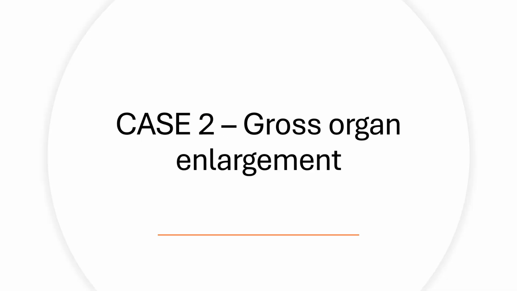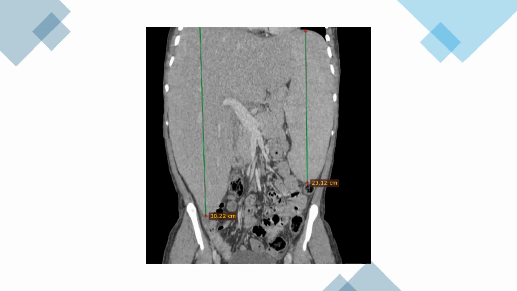The second case that we're going to discuss is another common presentation of lymphoma, that is gross organ enlargement. And the organs that are seen to be enlarged are the lymphoid organs, or we can say the organs involved in hematopoiesis. So we are going to see the enlargement of liver and spleen. Here is one of the examples, and we can see the gross enlargement of the liver and spleen. Liver is measured to be around 30 centimeter, and spleen is approximately 23 centimeter in the craniocaudal dimension. So whenever we see a gross organ enlargement, lymphoma should be a clinical suspicion.